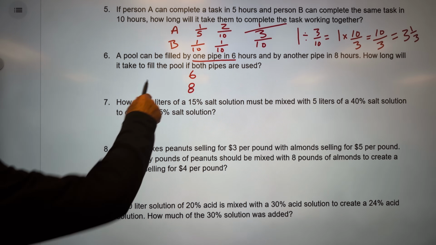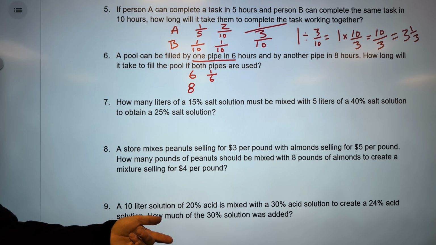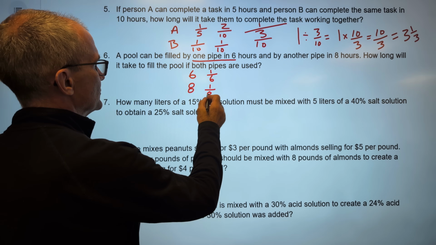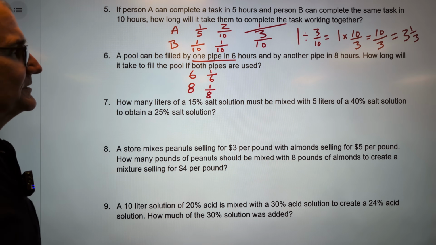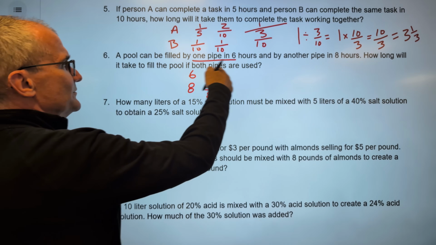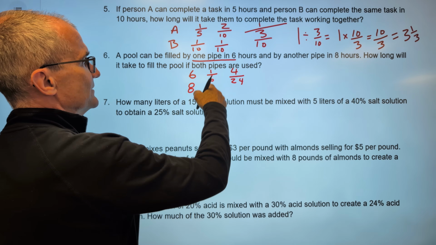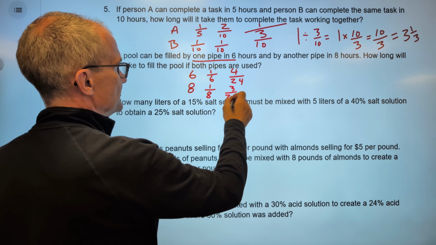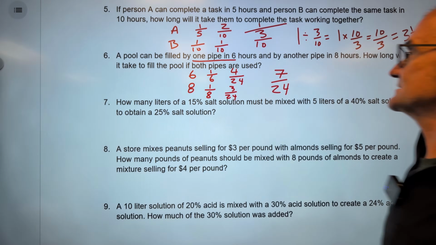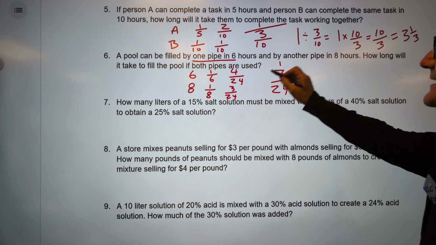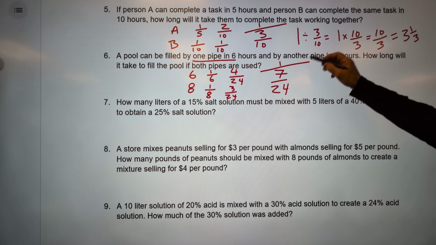So it is filling the pool in 6 hours, or 1/6 of the pool in 1 hour, 1/8 of the pool in 1 hour. I need a common denominator, 12, 18, 24. This will go into 24. Multiply this by 4 over 4 to get 4/24. This by 3 over 3 to get 3/24. Add those two together to get 7/24.